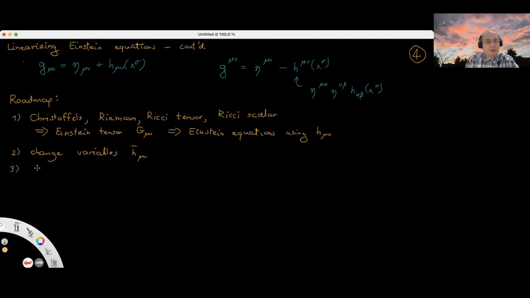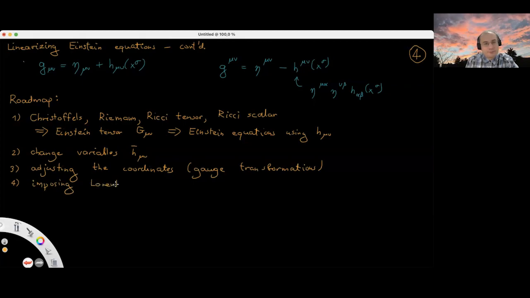Then we will talk a little bit about the coordinate system. So we can adjust the coordinate system a little bit. It turns out that these adjustments work a little bit like gauge transforms in electromagnetism. Gauge transformation. We will impose a special gauge called Lorentz gauge or the Donder gauge. And this way we'll arrive at simplified Einstein's equations.